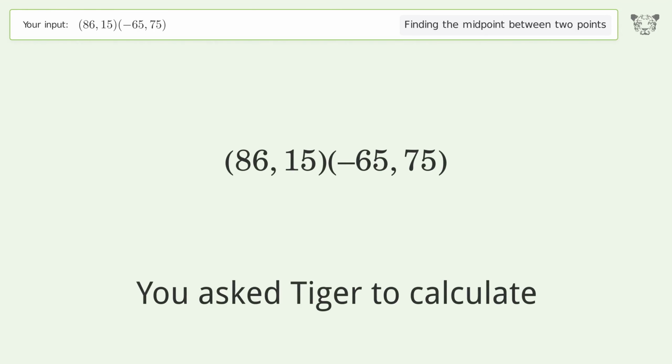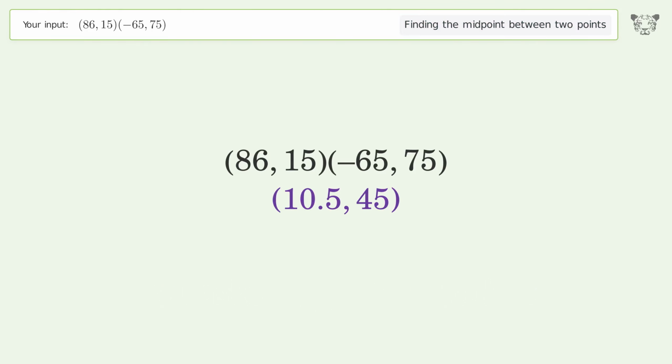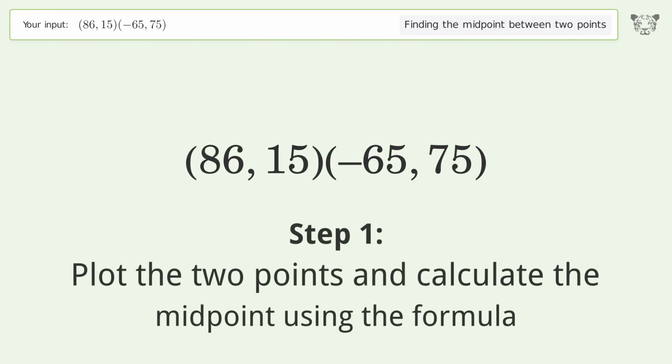You ask Tiger to calculate. This deals with finding the midpoint between 2 points. The midpoint between the 2 points is 10.5, 45. Let's solve it step by step. Plot the 2 points and calculate the midpoint using the formula.